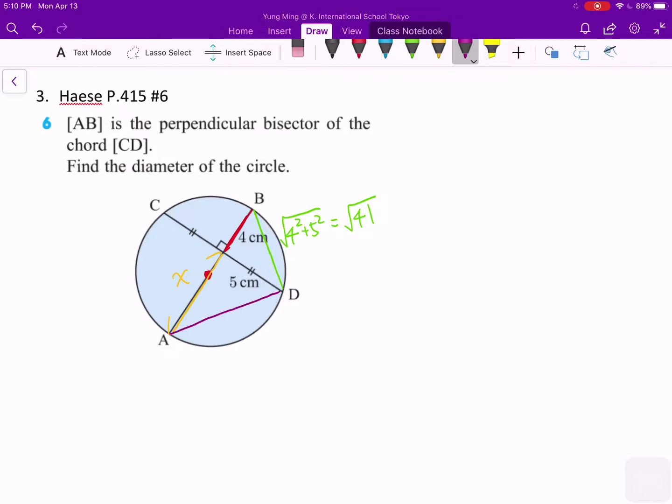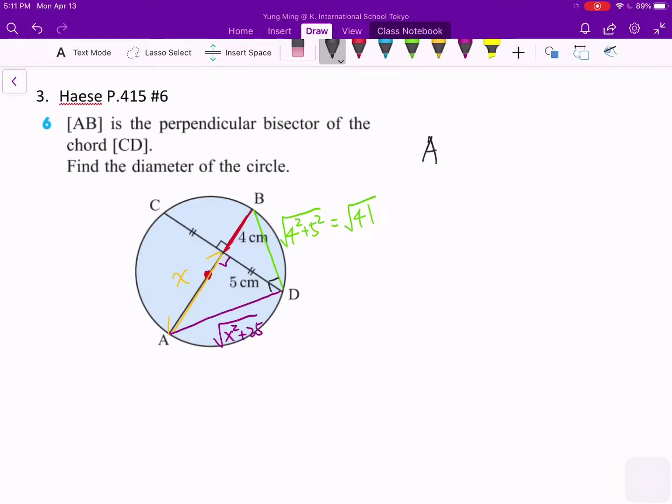The next thing I'm going to do is find the length of this one over here. I don't know much information, but at least I can write it in terms of x. By the Pythagoras theorem with this right-angled triangle over here, we should be able to figure out that this one is square root of x squared plus 25.